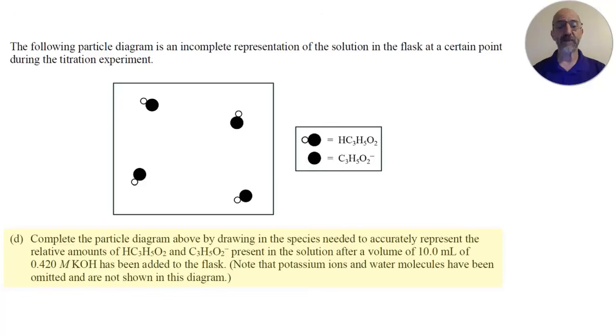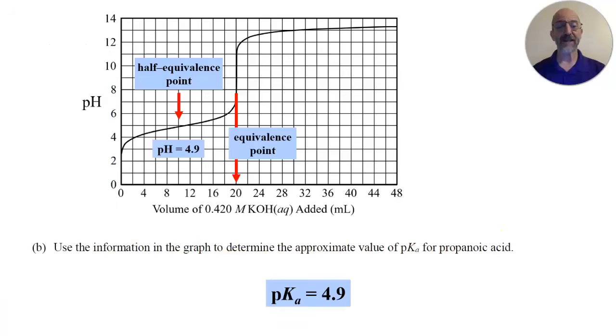So draw in the species needed to accurately represent the relative amounts of propanoic acid and propanoate ion present in the solution after a volume of 10 milliliters of the titrant, the 0.420 molar potassium hydroxide, has been added. Note that potassium ions and water molecules have been omitted and are not shown in this diagram. So where it would be 10 milliliters of titrant added. Hey, look at that. That's at the half equivalence point. So we know what's special at the half equivalence point.